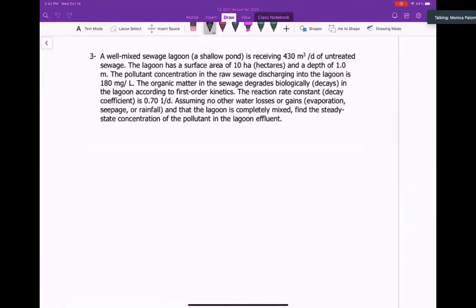The pollutant has a concentration of 180 milligrams per liter. The organic matter in the sewage degrades biologically, according to a first order reaction. The reaction rate constant is 0.71 per day. Assuming that no other losses or gains like evaporation or rainfall are taking place, and we assume that the lagoon is completely mixed, we need to find the steady state concentration of the pollutant in the lagoon effluent.